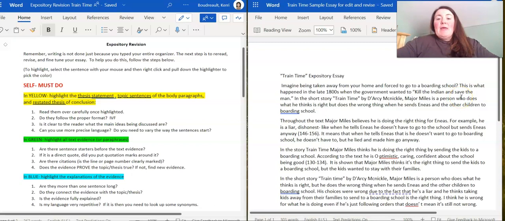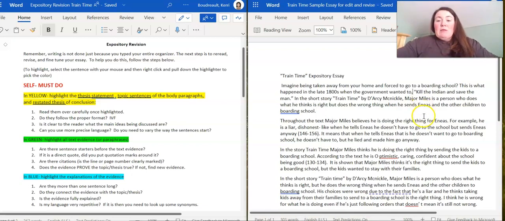"This is what happened in the late 1800s when the government wanted to kill the Indian and save the man." All right, thinking about punctuation again. Before every quote, I need what? Do I need a period, a comma, a question mark? I need a comma. You're right. So I've got to put that comma in.